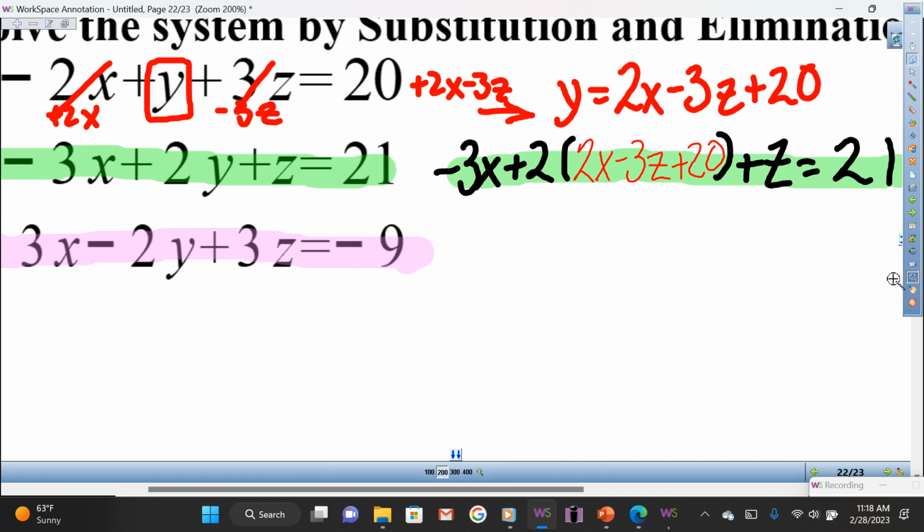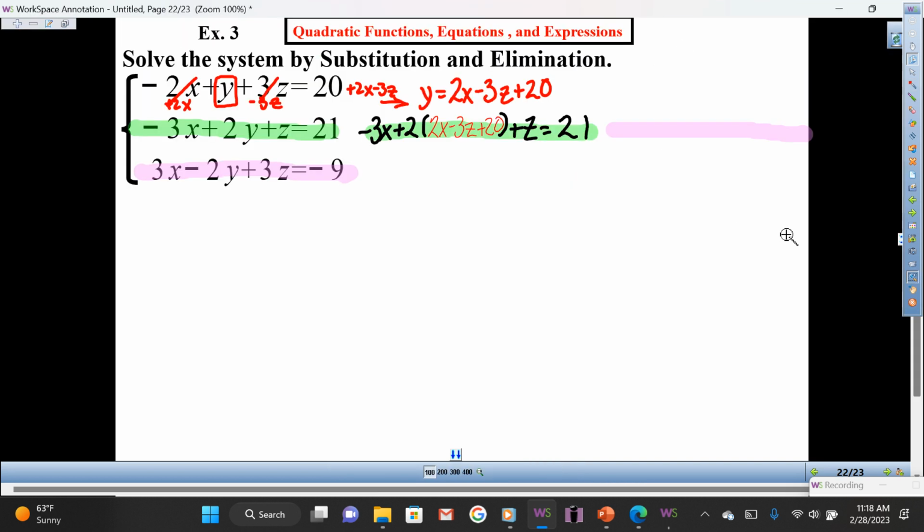Let me zoom out. All right, so we did that for the green one, the red into the green. So now we need to do the red into the pink. So let's write the other one over here.